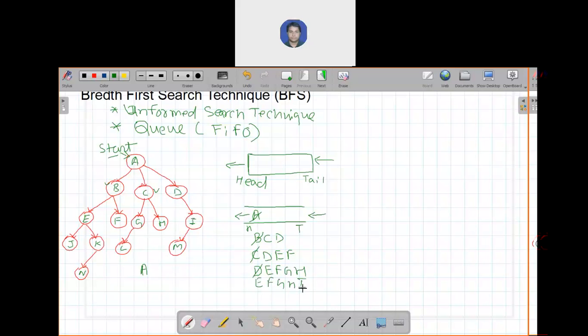Then enter the element I, or state, you can call it state, from the back of the Q. Okay. Now delete or remove this element E from the Q and enter the element from E you can explore. From the E you can explore J and K. So this state write as it is and enter the state J and K.